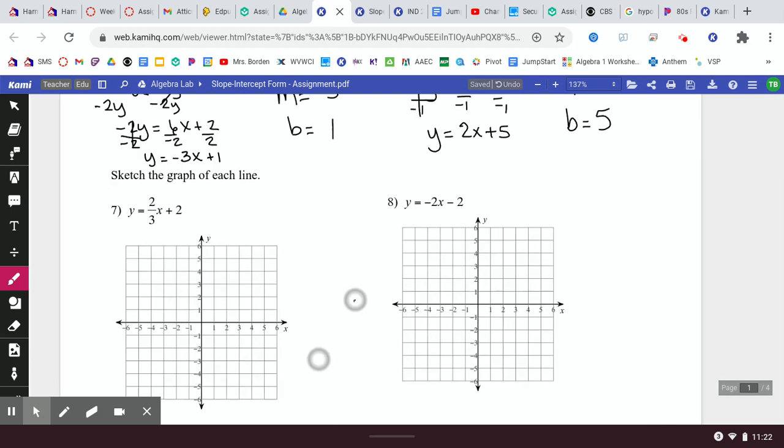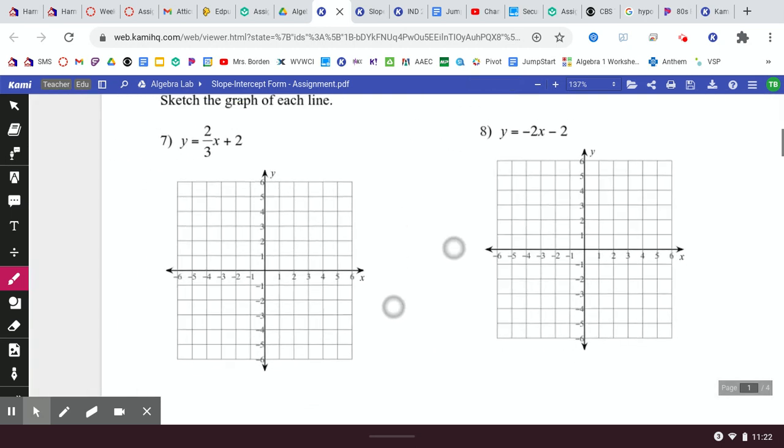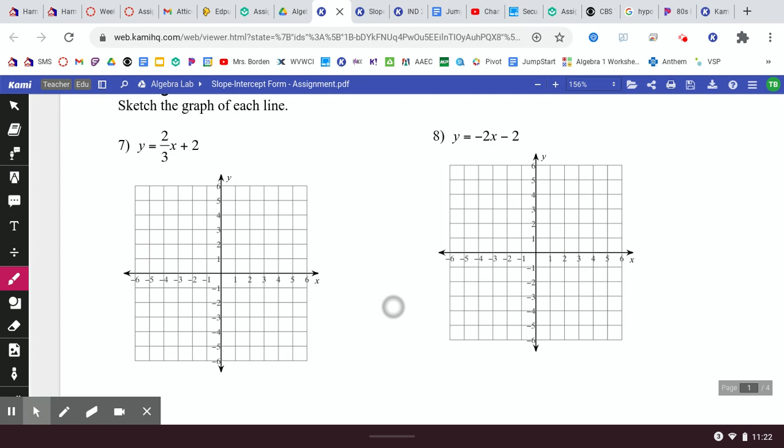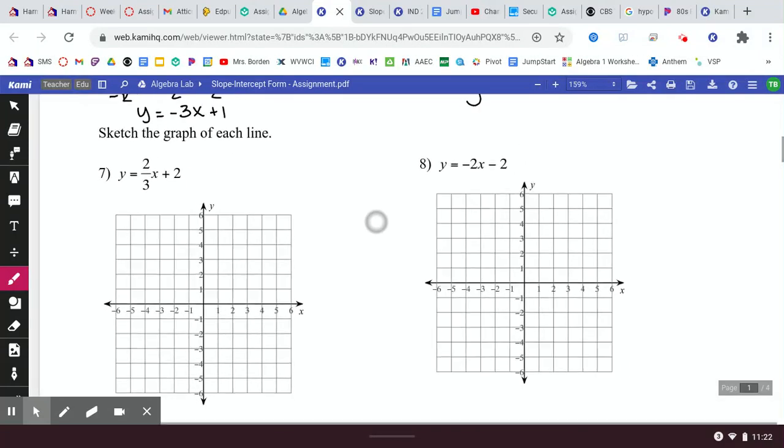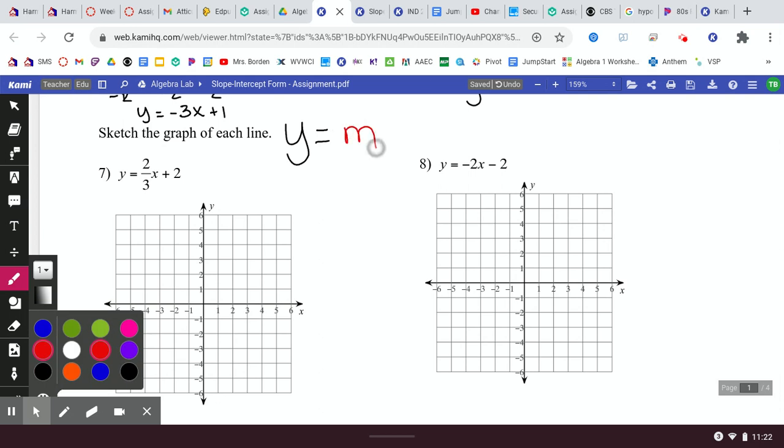All right, so now we had to sketch the graph. And these first couple were already in y equals mx plus b. Just as a quick reminder, y equals mx plus b. When it's in that form, the m is the slope, and that tells you how to move. And the b is the y-intercept, and that tells you where to begin, or where to put your beginning point.